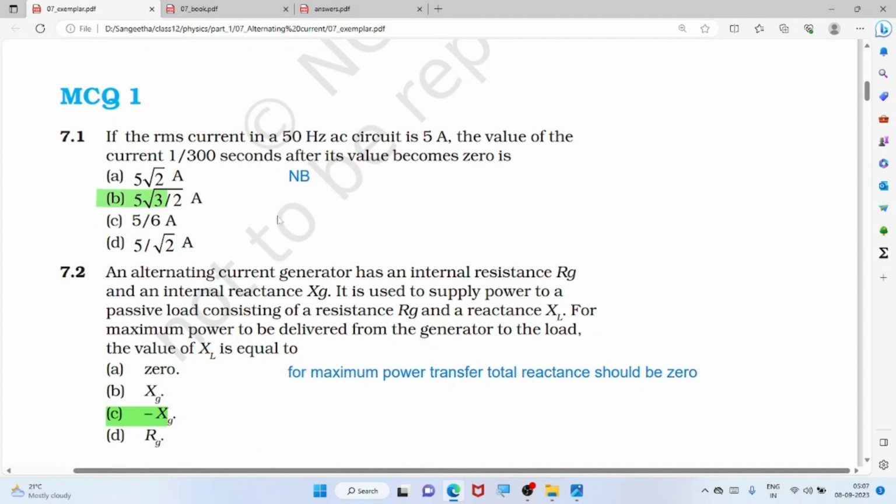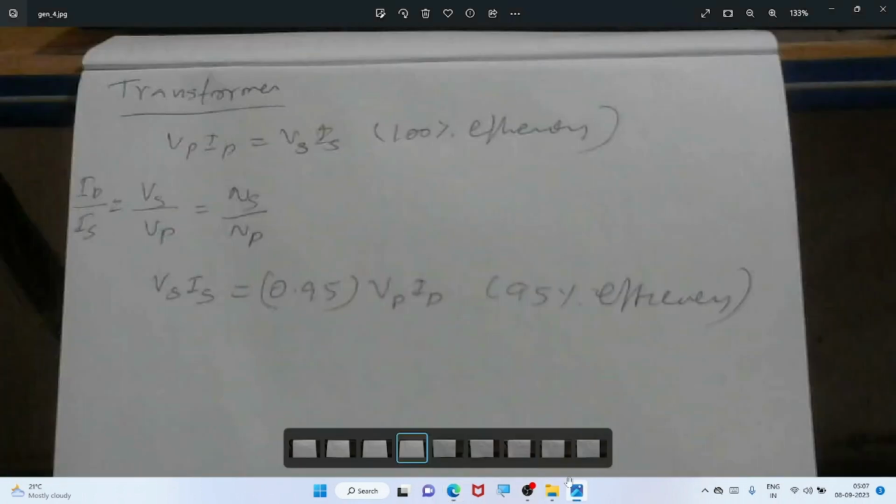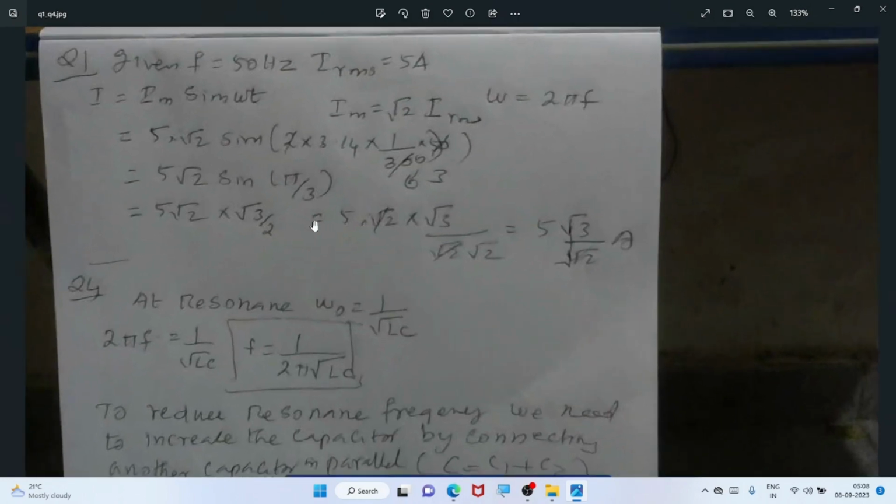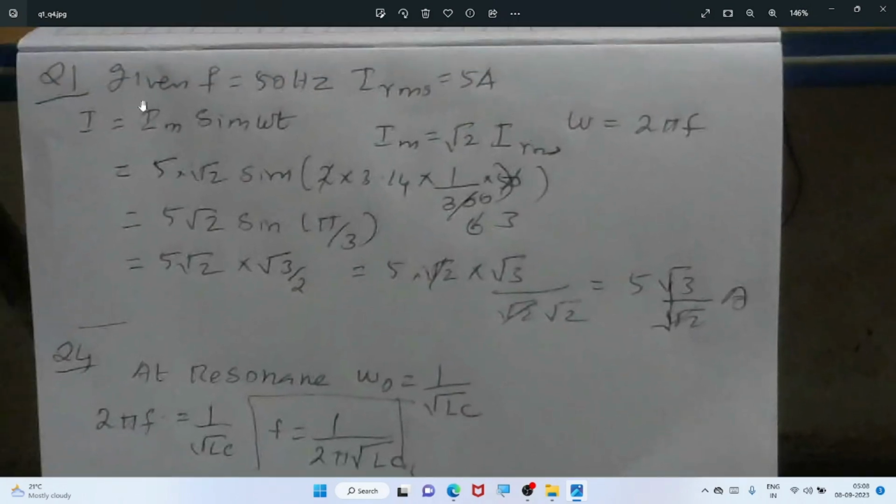So if the RMS current in a 50 Hz frequency AC circuit is given, and the value of the current is asked at 1/300 second, time is given, so you have to use that formula to compute the value of the current. Given is the 50 Hz frequency, RMS is given. So this is the magnitude of the current at any instant.